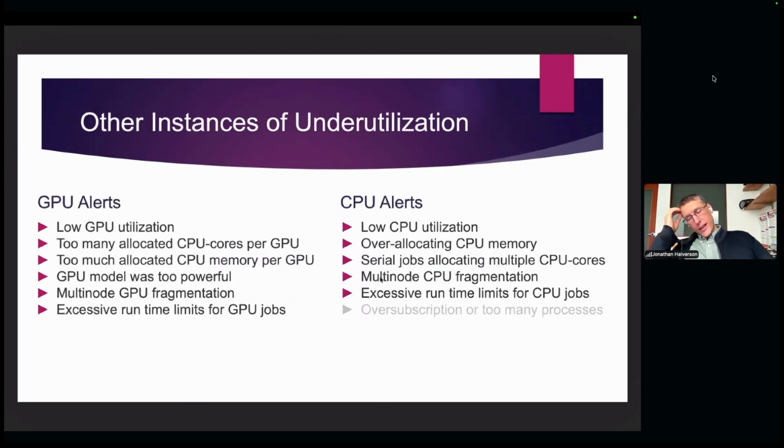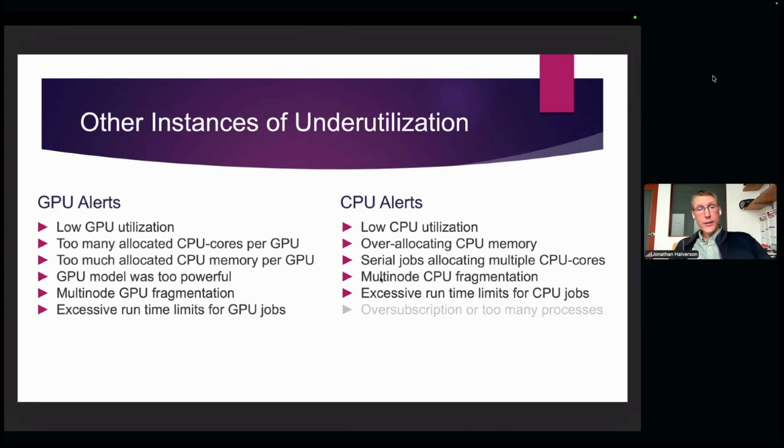Okay, so that's 0% GPU utilization, but what about all the other things that can go wrong? This is a list of the different instances of underutilization that our tool, Job Defense Shield, can address. And so on the GPU side, we look at low GPU utilization. So this is non-zero, but what if you're running at 5%? Are you going to let somebody run at 5% utilization for 4 years?